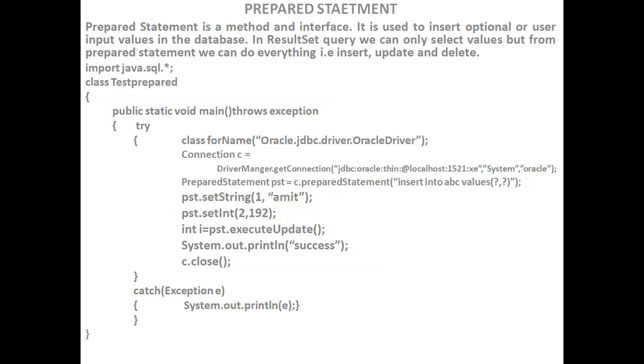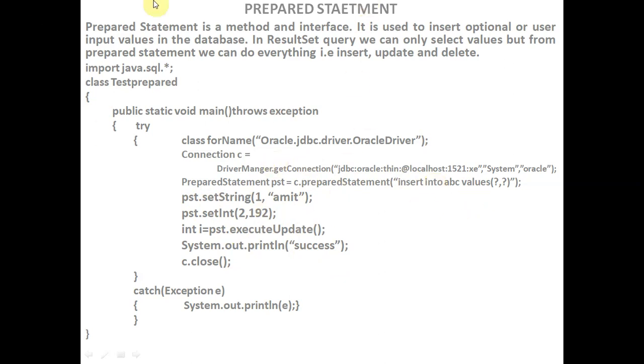But directly from any text box we can mention the value. Suppose we write 1 comma text1.getText. The first text box value will be transferred to the first field, and we can also mention the second text box. Finally we write pst.executeUpdate. By this executeUpdate statement we will execute this insert statement.